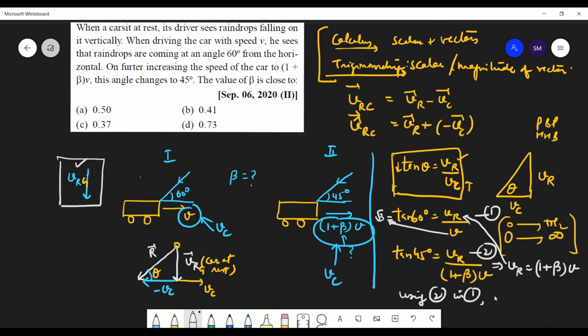Using 2 in 1, what do we get? Root 3 v is equal to (1 plus beta) into v. Students, v also gets cancelled out. And you know the value of beta, that is root 3 minus 1, which is 1.732 minus 1, that's 0.73. The question was pretty simple, but I was just discussing the concept with you. So what's the correct option? Option D.